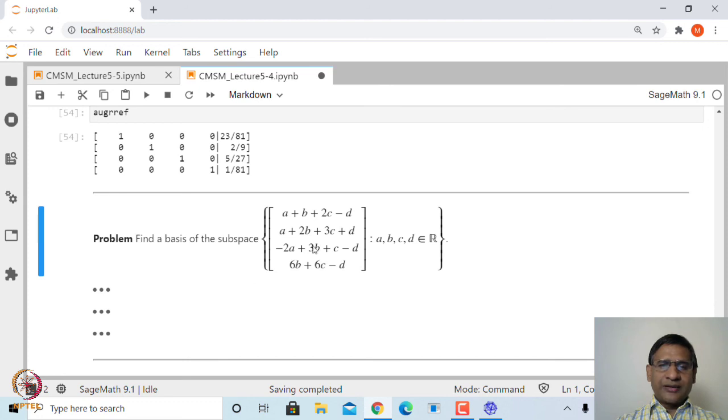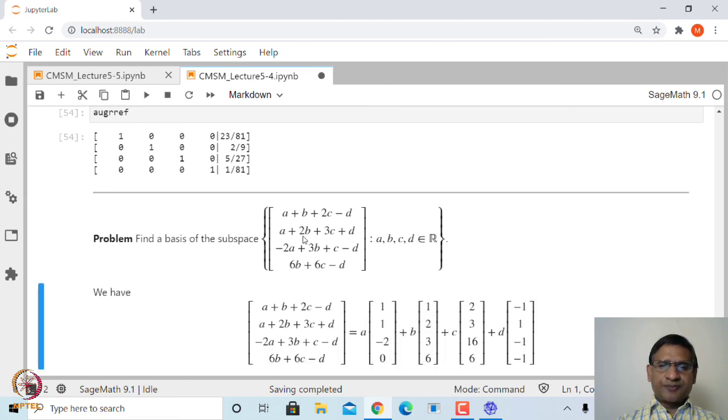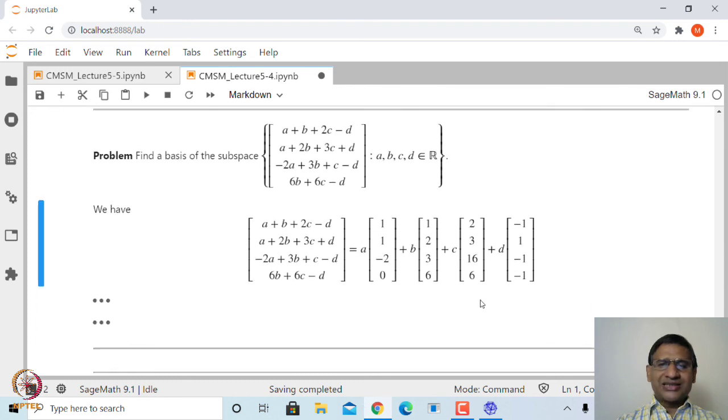How do I do that? If you look at a typical vector in this set, you can write it as a times some column vector, b times a column vector, c times a column vector, d times a column vector, with the coefficients from each component. That means it is a subspace spanned by these 4 column vectors. So all we need to find is the linear span of these 4 column vectors, and that's quite easy.